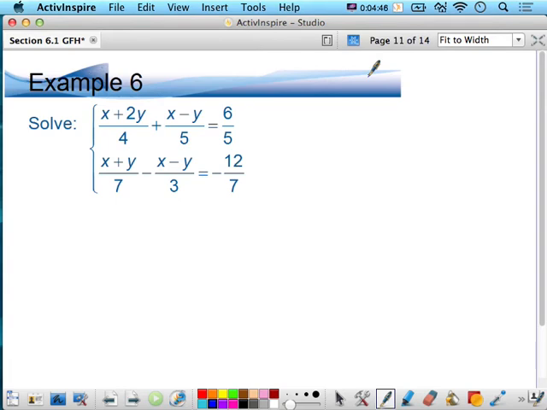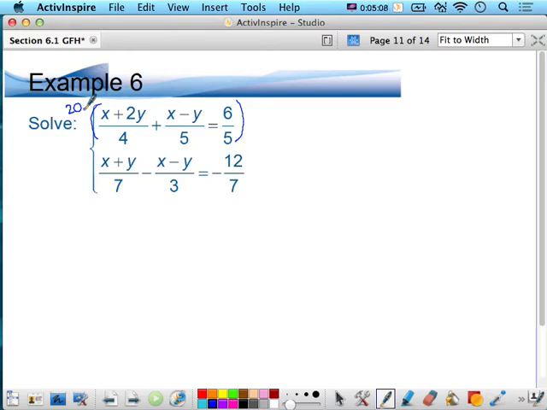For this next example, there is just way too much going on. So I recommend that before we do anything, let's just multiply through by the least common denominator on each and turn them all into integers. It's just going to be easier to deal with. So I can multiply the top equation through by 20. And let's see what we get.